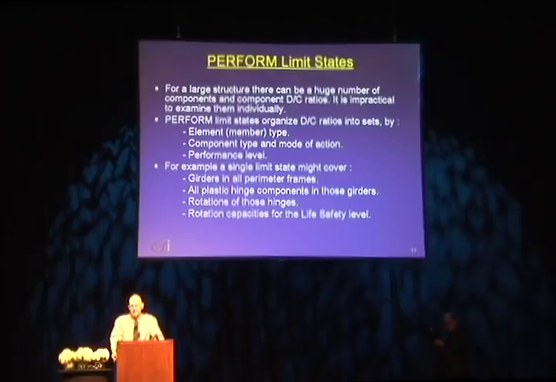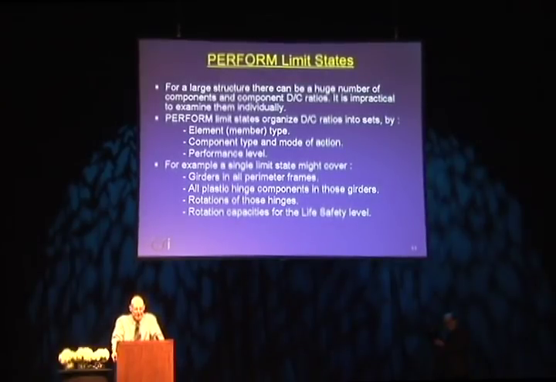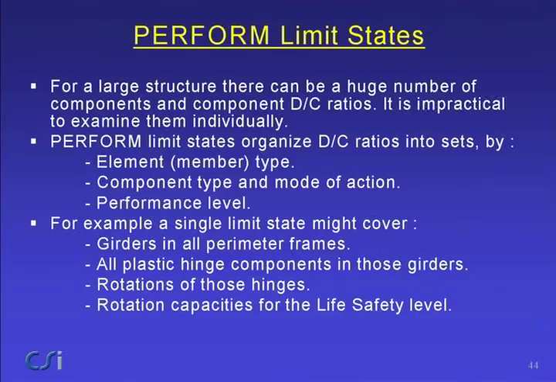All of the girders in the perimeter frames of a structure. Maybe you have a choice over this. Let's say all of the girders in all the perimeter frames, all of the plastic hinge components in those girders, and the rotations of those hinges, and hence the rotation demand capacity ratios, based on the life safety level. That would possibly be one limit state.